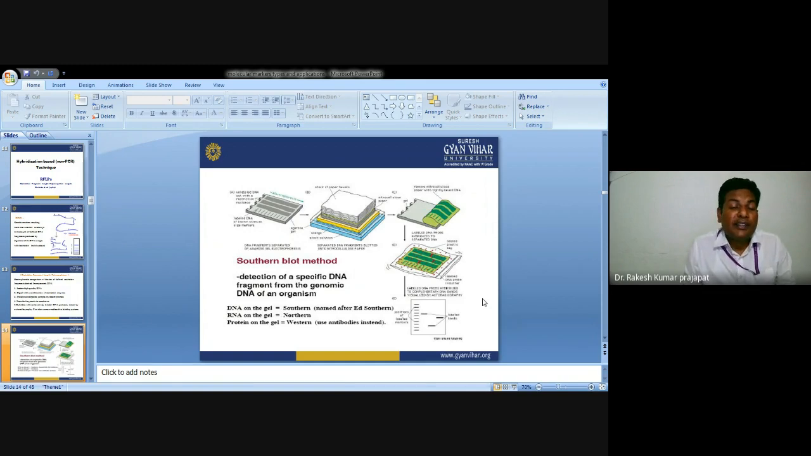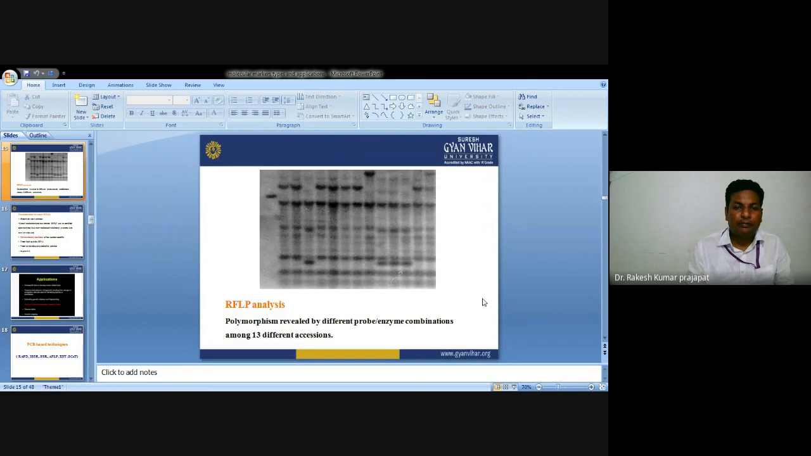If we are studying DNA on the gel, that is known as Southern blot, based on the name given by the scientist E. M. Southern. If we are studying RNA on the gel, that is northern blotting, the reverse of the DNA. If we are transferring protein from the gel, that is western blotting, using antibodies.